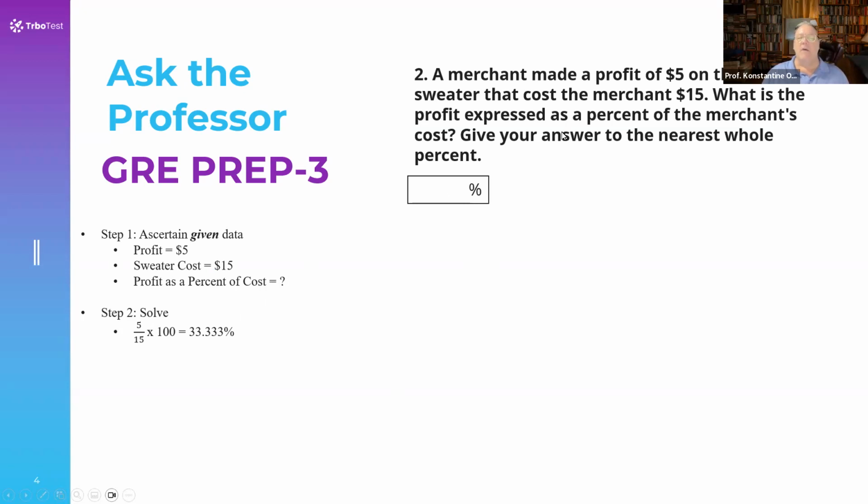It gives us 33.333%. Well, keep in mind, it says give the answer to the nearest whole percent. So we merely need to round this off. 33.333% to the nearest whole percent is 33%. Now, because they already have a percent sign here, we merely put in the 33.